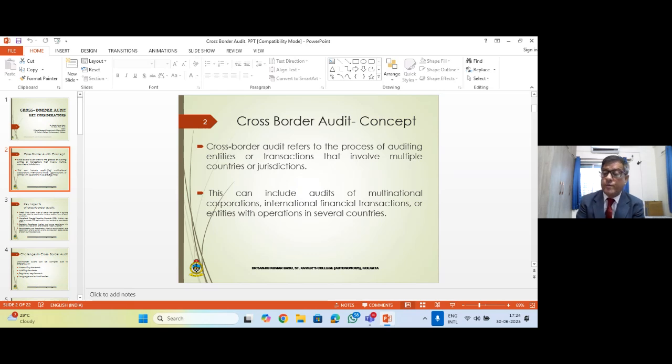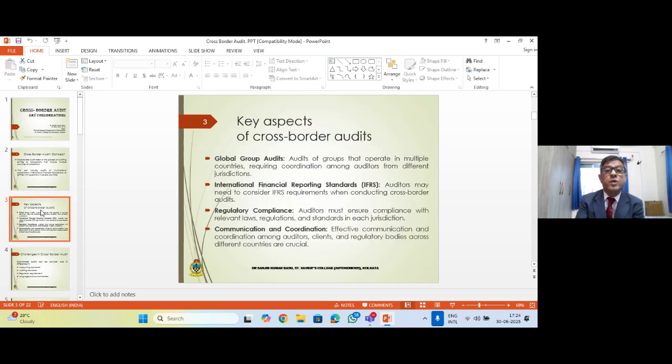So in that case, we have to visit those countries. They will share the data with us. Data has to be deactivated, what it is called. The data has to be deleted as soon as the audit is over. This is also there. I'll come to that point. These are the key considerations I have to discuss.